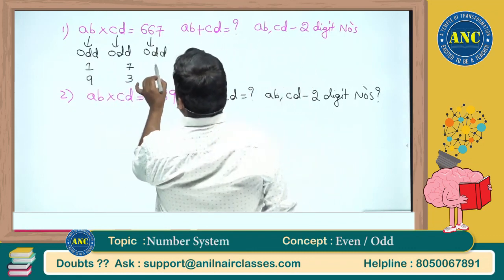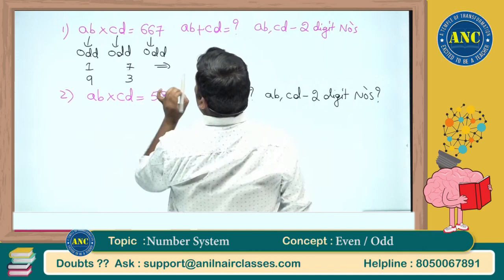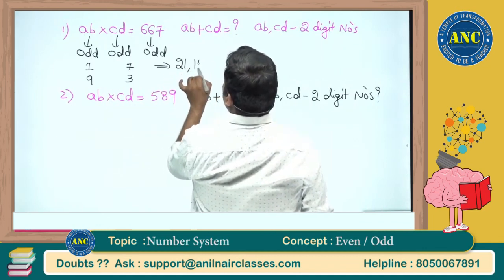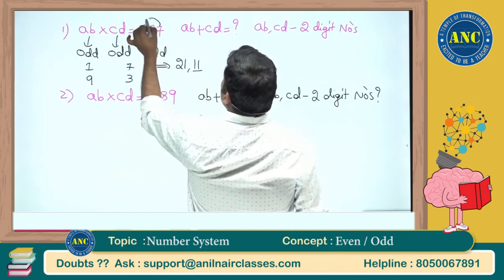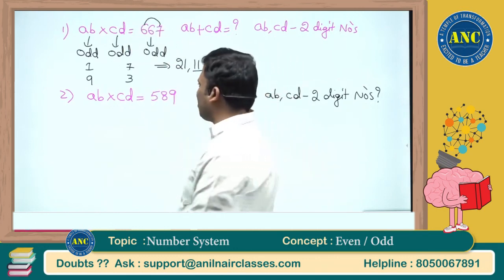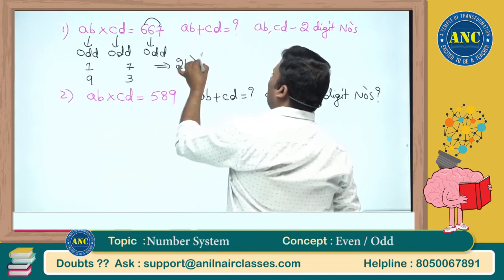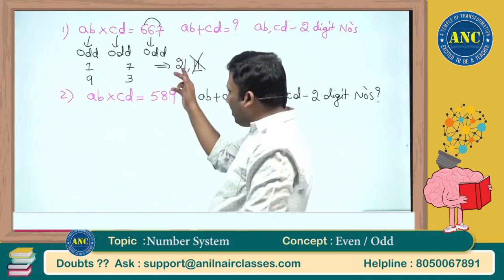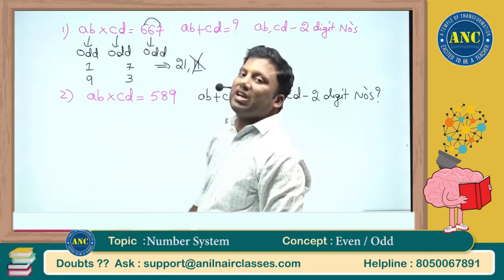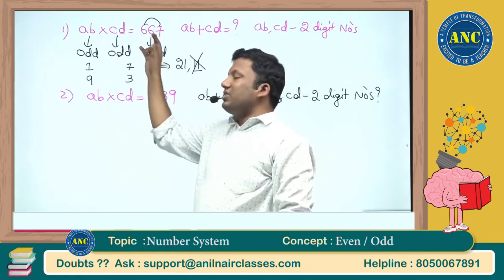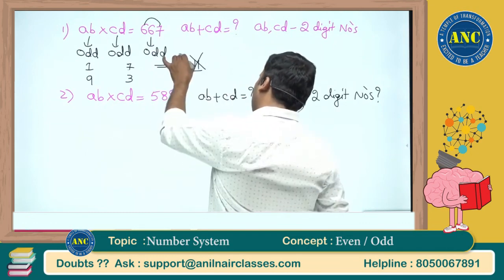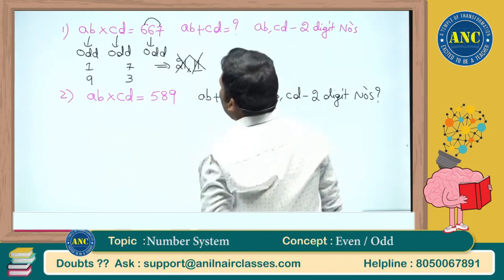If it is AB, it is 1. What is the smallest number? 21 or 11. 11. 7 plus 6, 13. 13 minus 6 is 7. It is not divisible by 11. 21. 21 is 3 into 7. Right hand side should be divisible by 7. 6 plus 6, 12. 12 plus 7, 19. It is not divisible by 3.